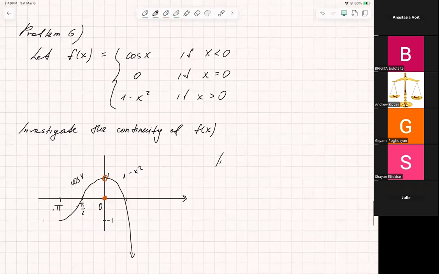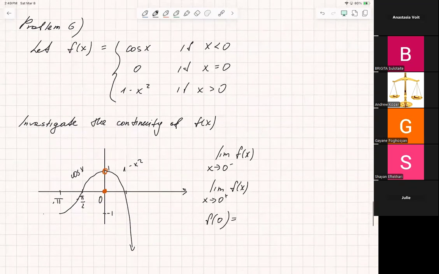So we need to check the limit of f of x as x approaches 0 from the left side, and the limit of f of x as x approaches from the right side. And we also need that to be equal to f of 0. So all these three conditions should be met, and they all should be equal to each other. In this case, we have continuity.